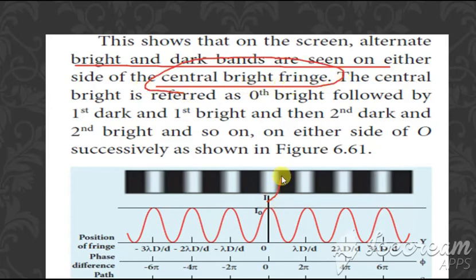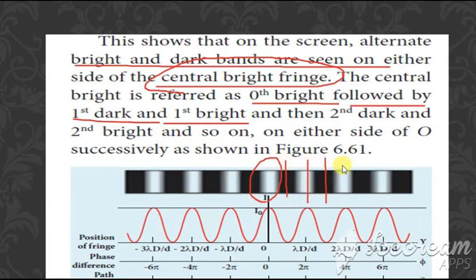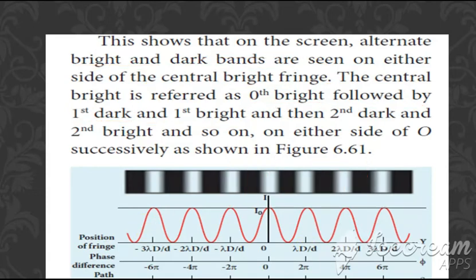The center point will always be a bright fringe. First is the bright one, then followed by dark, then again bright, then dark, bright, and it goes on. In the same way here also, the center is bright, next dark and bright, and it goes on. So this is Young's double slit experiment.